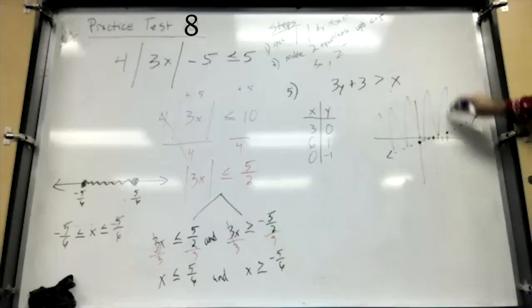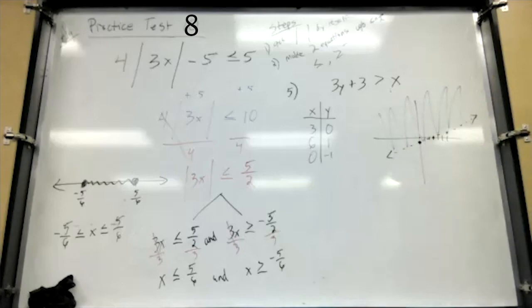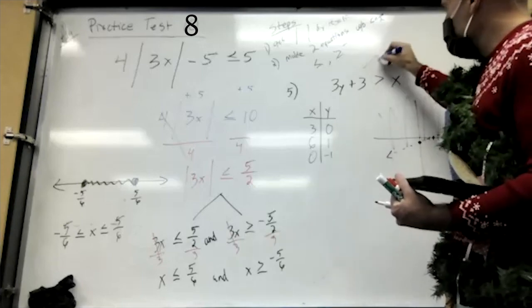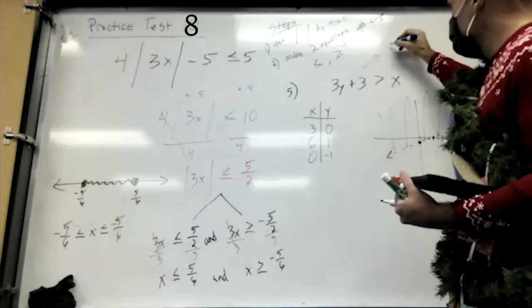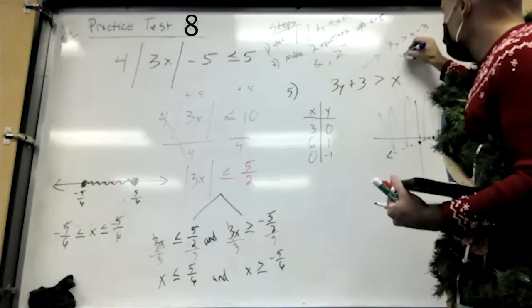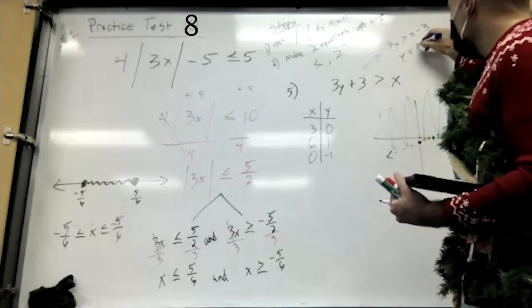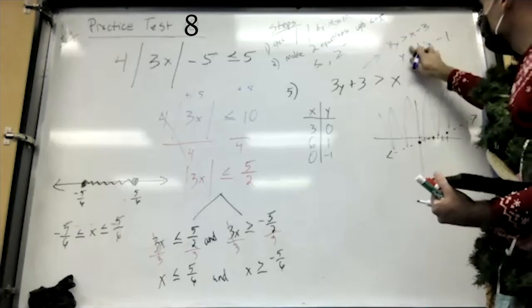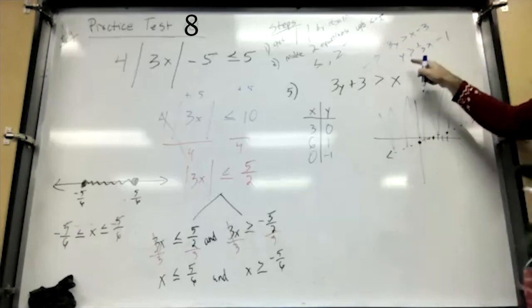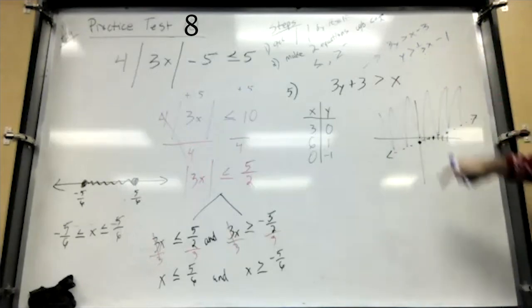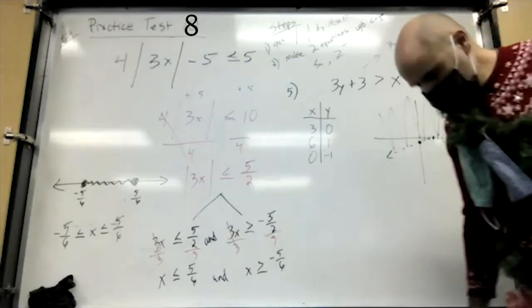Did I do something wrong? So the way that I like to do it is just put this in slope-intercept form. So this is 3y is greater than x minus 3. Divide by 3: y is greater than 1/3 x minus 1. So see how you're shading above this line and not on the line. Okay, so if you want to do it both ways, you can.